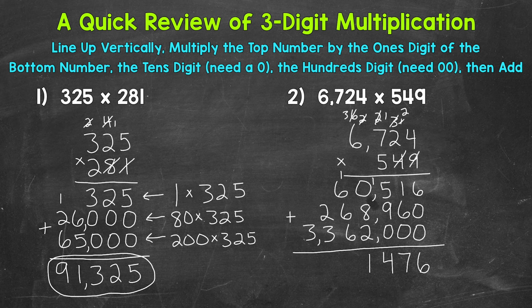Carry the 1. 1 plus 6 is 7. Plus 6 is 13. Plus 6 is 19. Carry the 1. 1 plus 2 is 3. Plus 3 is 6. And then we have a 3 in the millions place. We can put a comma here and a comma here. And this is our final answer, 3,691,476.